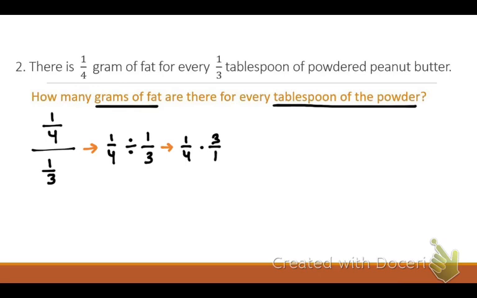Trenton, is there anything I can cross-reduce? No, there is not. So what's my answer? 3 over 4 or 3/4. Now I want you guys to help me answer the question. How many grams of fat are there for every tablespoon? Remember, that means every 1 tablespoon of the powder.